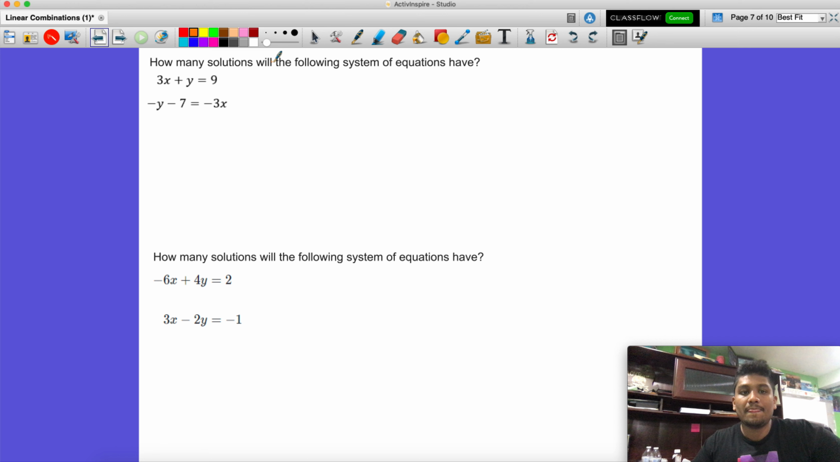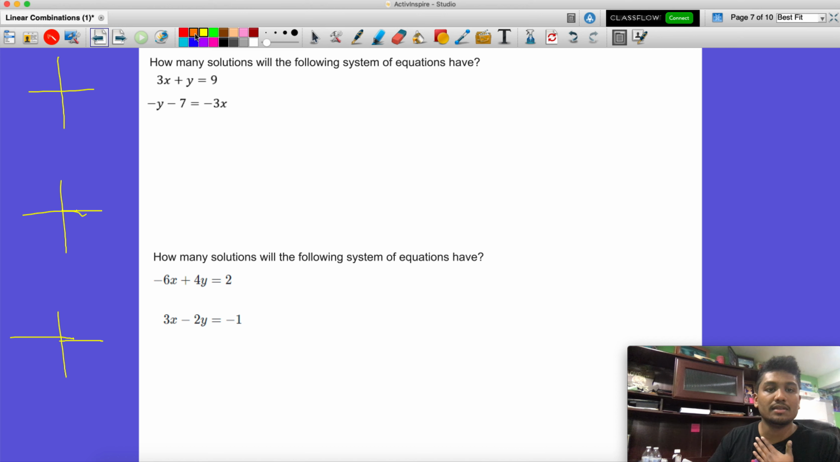Here are questions like this. It says, how many solutions will the following system of equations have? Notice that whenever we spoke about solutions, we had three options. Remember, if we have graphs, and let's say we had this line and then that line, where they intersected was one solution.